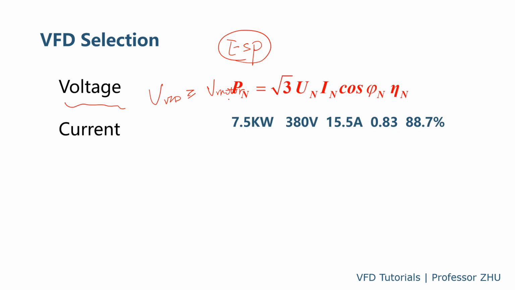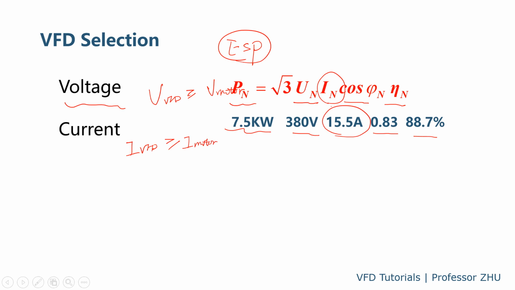And for the current, you can get the current from this formula: power, voltage, cosine phi, and efficiency. Then you get the current for the drive. For example, motor rating, voltage, power factor, efficiency. Then you get the current. So the current of the drive should always be higher than the current of the motor. So if there is some kind of overload, then the selected current of the drive should be higher than the motor current.